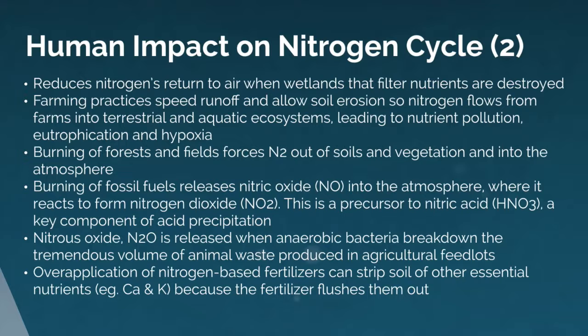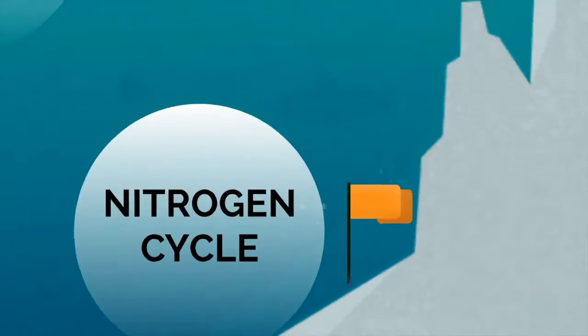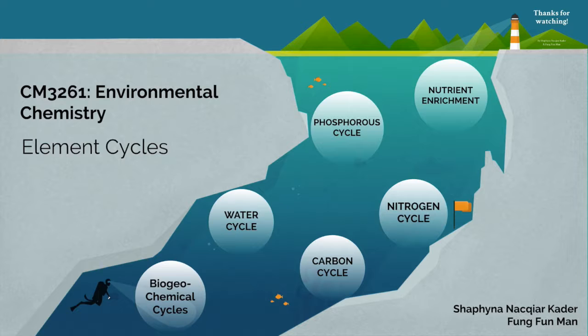Nitrous oxide is released when anaerobic bacteria break down the tremendous volume of animal waste produced in agricultural feedlots. Over-application of nitrogen-based fertilizers can strip the soil of other essential nutrients, such as calcium and potassium, because the fertilizer flushes them out. And this brings us to the end of the nitrogen cycle.